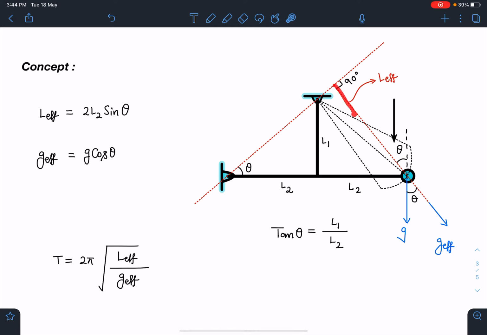This L effective is actually 2L2 sin theta, so I have written 2L2 sin theta. And here this angle is theta, so this is going to be g effective, which is g cos theta. So L effective and g effective are written, and we know the time period of such a pendulum we can write as 2 pi under root of L effective by g effective.